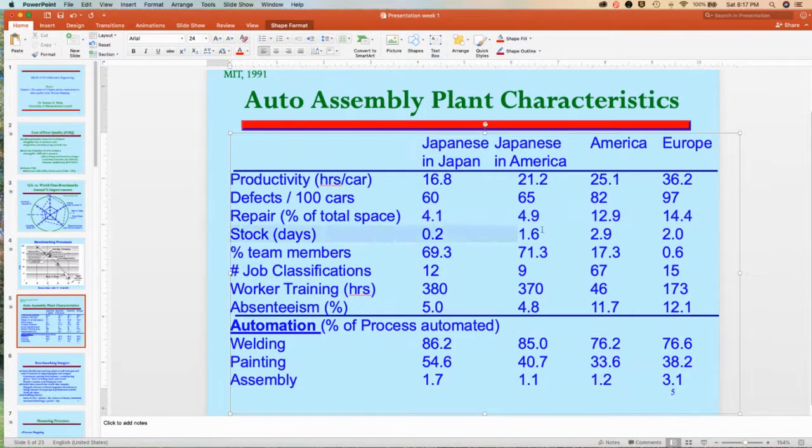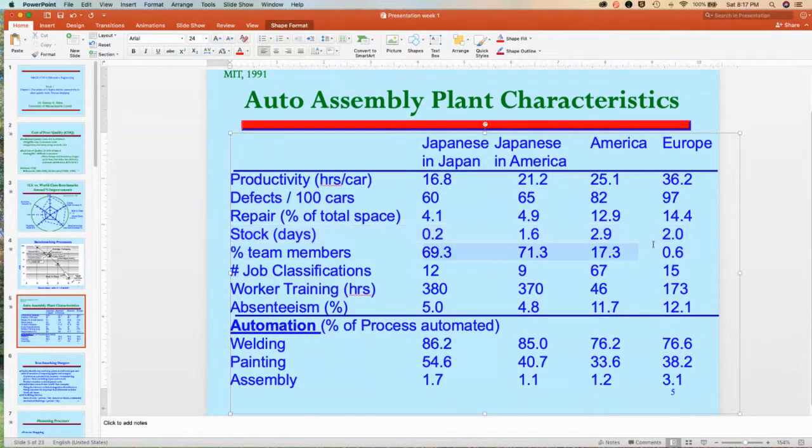Here's the other thing about inventory. 0.2 days of inventory is kept versus 3 days. That's 3 days versus 0.2 days. That's almost a 15 times decrease in inventory through just-in-time analysis.